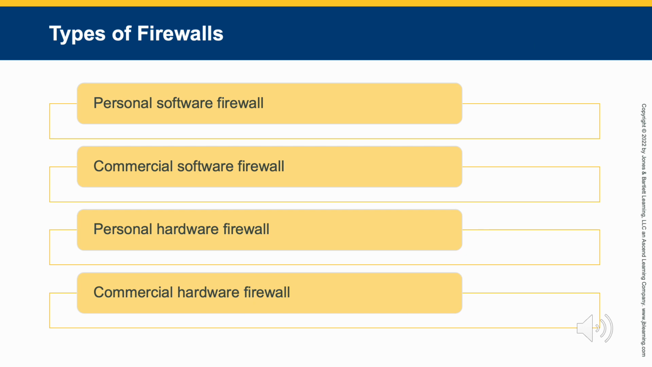Types of firewalls. We have personal software firewalls, commercial software firewalls, personal hardware firewalls, and in our businesses we usually have commercial hardware firewalls like ASAs, Palo Altos, and such.